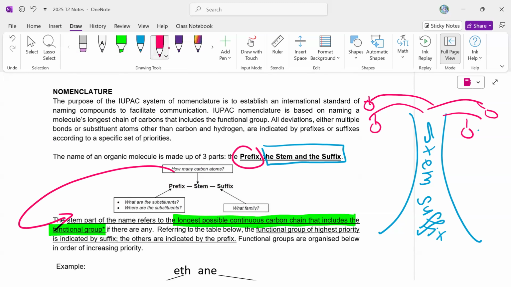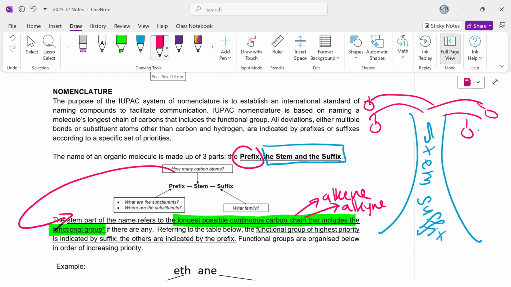And if there is an alkene or alkyne, it has to be inside. It cannot be the apples on the tree. It has to be in the stem. Now if there's more than one functional group, then choose the highest priority to take on. The other lower priority ones will then be the substituents. So we have the longest continuous carbon chain forming our stem, and then the suffix, which is the functional group family name.